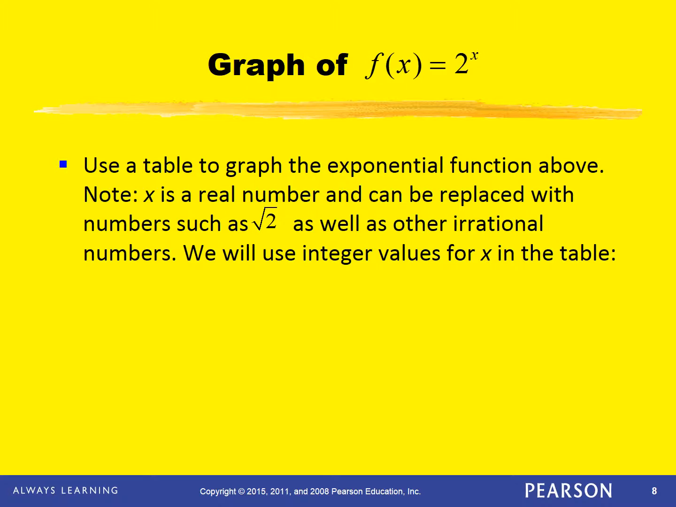Now, what did we say about the values of x that are possible? Well, it could be anything. The set of all reals is the domain. Well, that includes irrational numbers such as square root of 2. That could be an input. It's not just integer inputs, any real number, even square root of 2. What's that? Well, that's approximately 1.414. We will use integer values in the table, though.